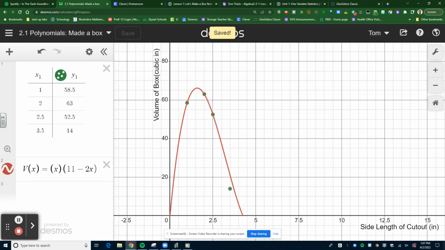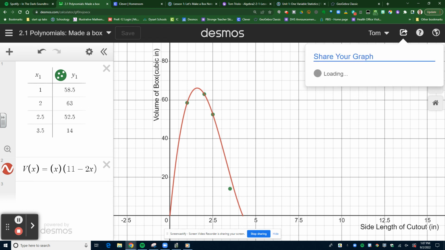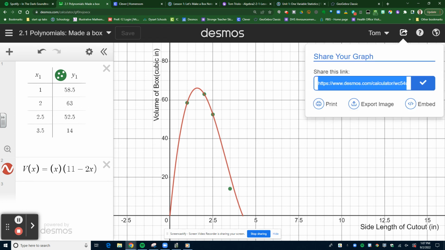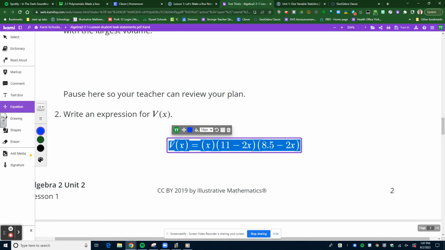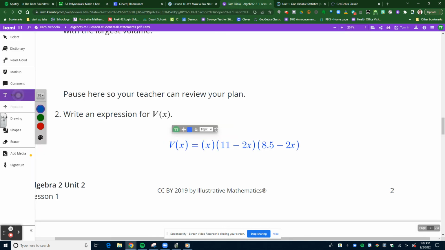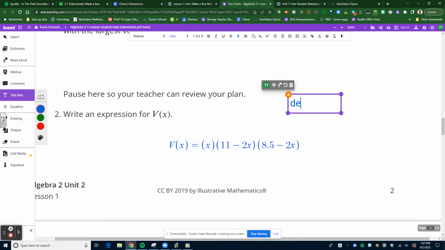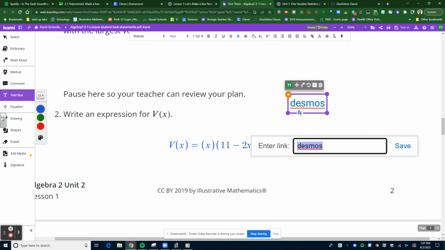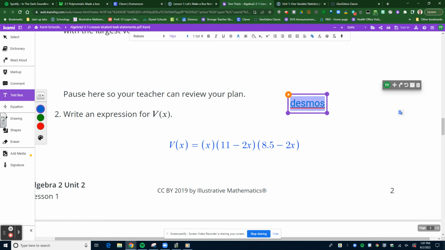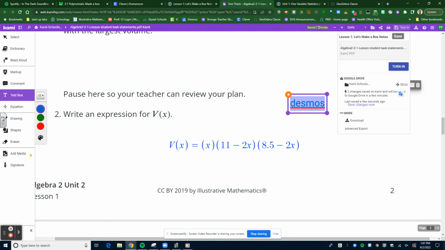Once it's saved, we are going to link it. Okay? So up here, click copy. Go back to Desmos. Somewhere around here, make a text box. Call it Desmos. Okay. Select that text. Control K it. That helps you create the hyperlink. Control V, paste the hyperlink. We save this. We click turn in, but you're not turning it in. You're just saving it. And you are done for the day.